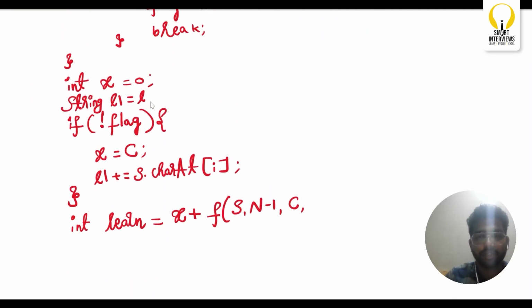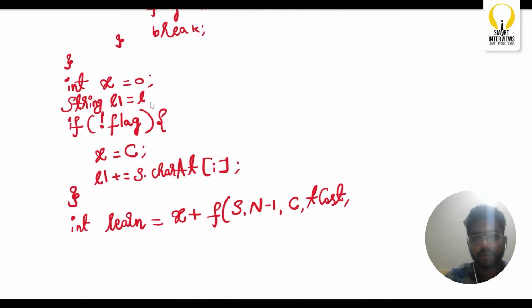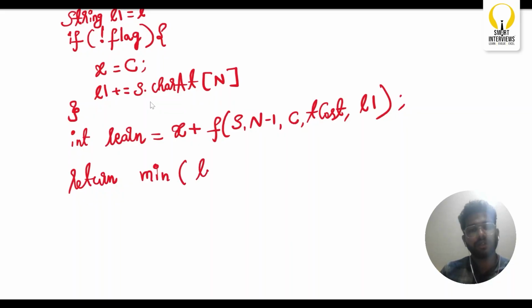Total cost. So t cost will not change because we are not using the translator, and L will change to L1, because if I don't know the language, the new L1 will have an extra character, which is not I. Sorry, this is n, because we are using n as an index, right? And what will you return at last? We'll simply return the minimum of learn and translator.